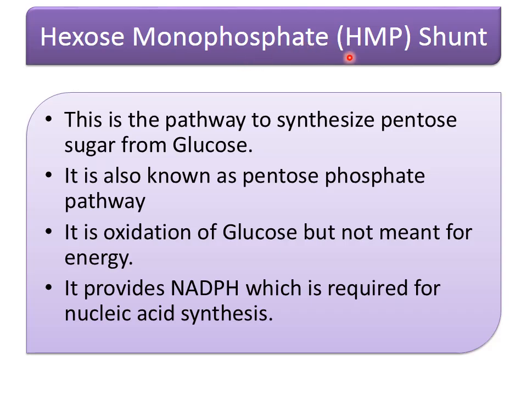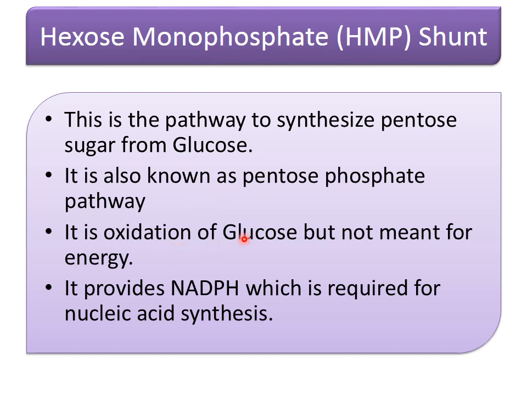So what is hexose monophosphate shunt or HMP shunt? It is the pathway to synthesize pentose sugar from glucose. So in our body only this is the pathway which synthesizes pentose sugar. No other pathway synthesizes pentose sugar, and that too from glucose or hexose sugar. Therefore it is also known as pentose phosphate pathway.